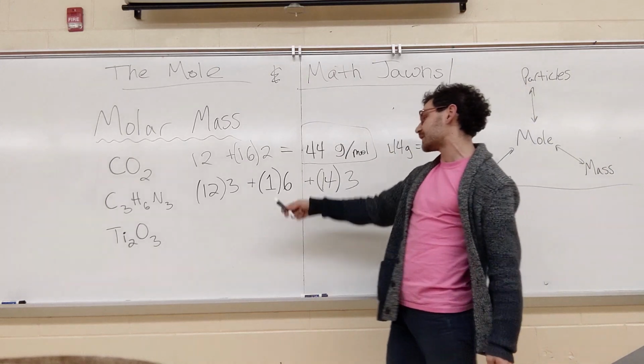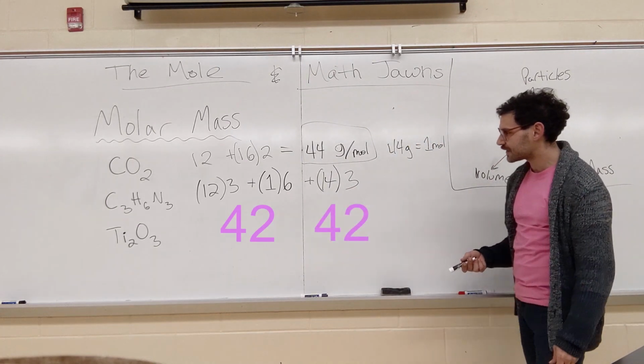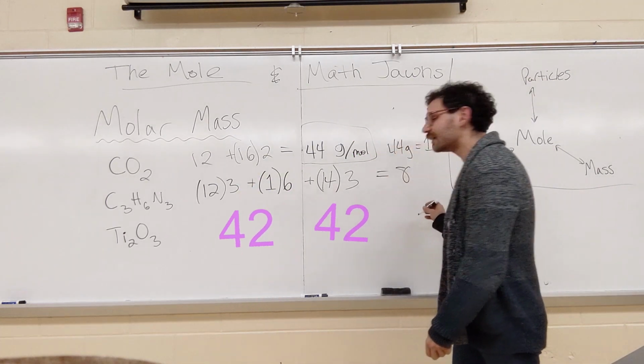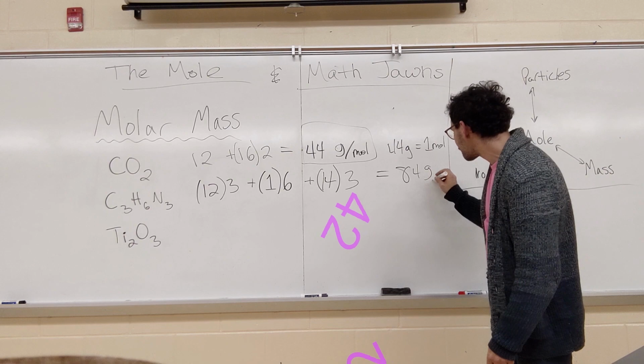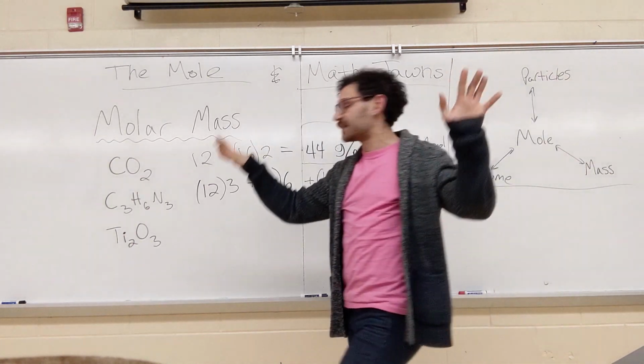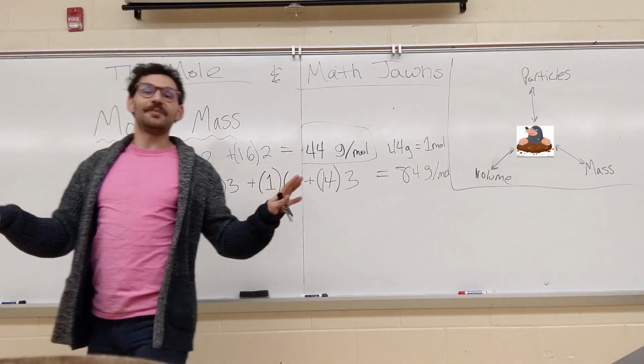Well, this is 36 plus 6 is 42, plus this is another 42. That's so weird. 42 plus 42 equals 84 grams per mole. That's super weird. I just have to take a second, because that's freaking me out. All right, now I'm back.